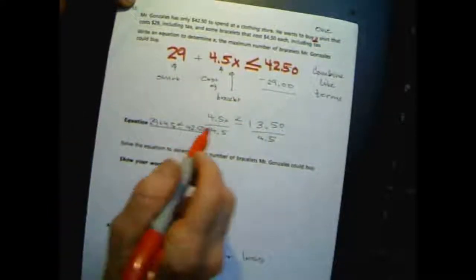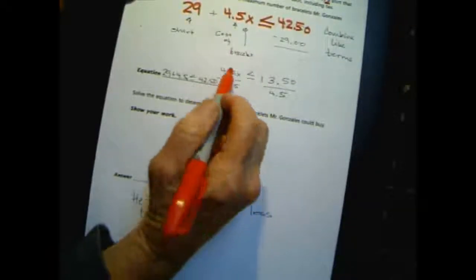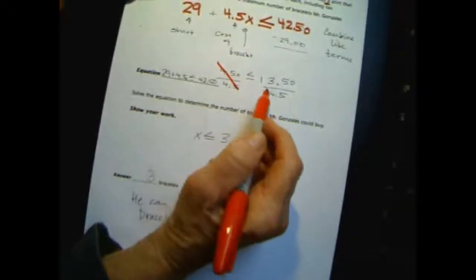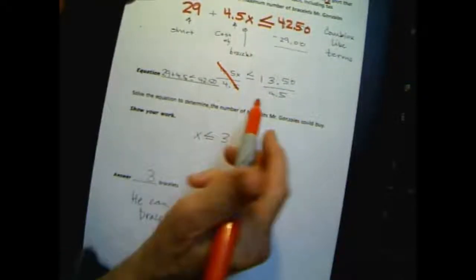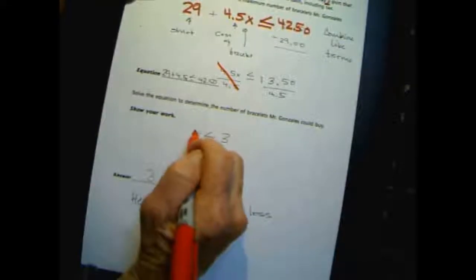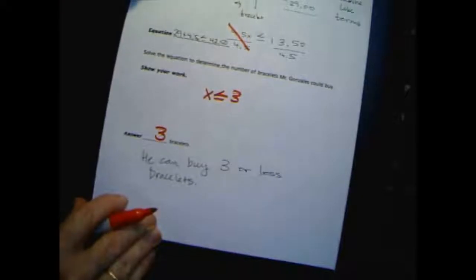$42.50. I want to get the X by itself, so I subtract 29 from both sides. I divide by 4.5 on both sides, and once I've finished this, if I divide $13.50 by 4.5, he can buy less than or equal to 3, so the answer is 3 bracelets. He can buy 3 or fewer bracelets on his budget.